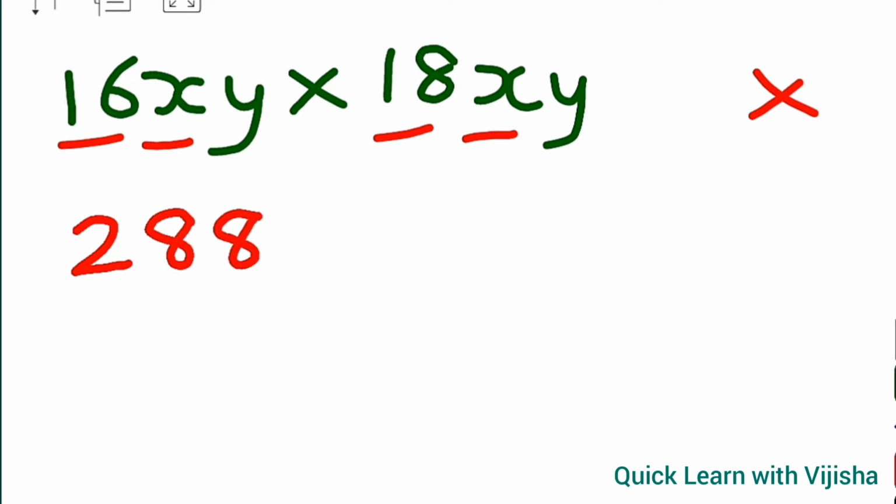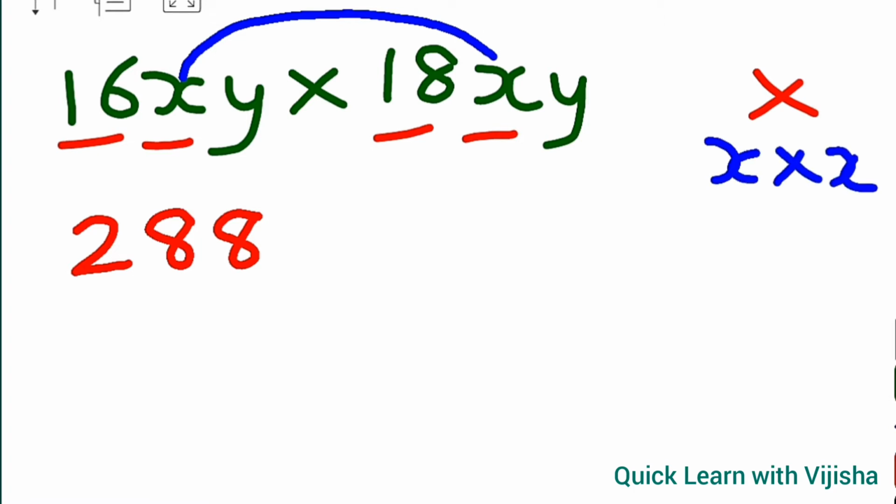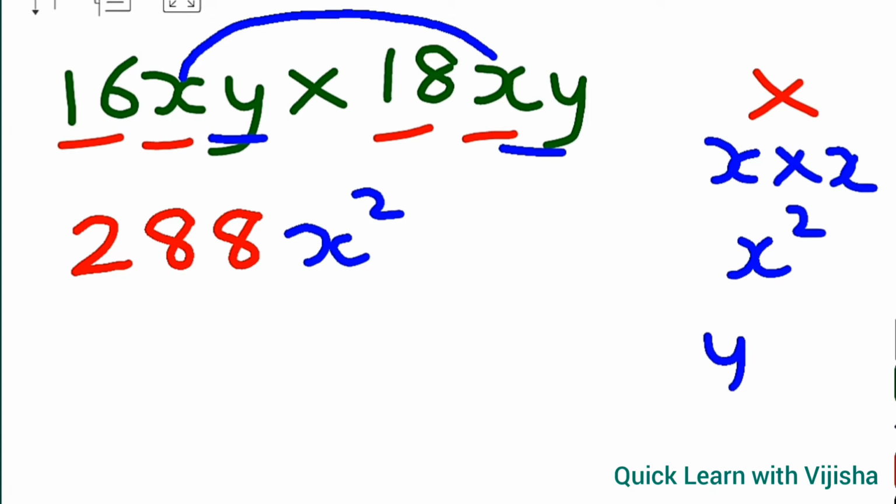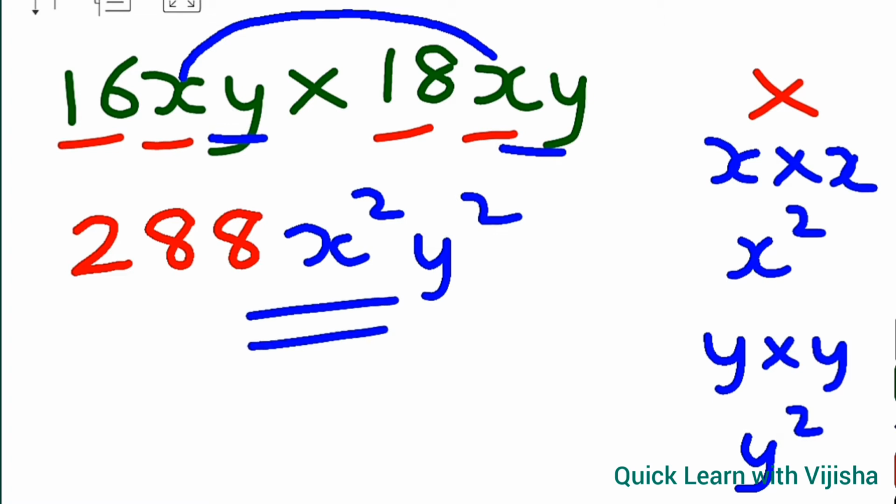Next, coming for the variables, children, we have to multiply the variables also. That means x and x. If 2x are multiplied, means you have 2x, so we will write in this form x square. Understanding children? X square. Same way we have 2y. So we will be multiplying 2y, so you will get the answer as y square. Y square. Understanding children? You have to multiply the variables also. Don't forget this. We'll see the second question.